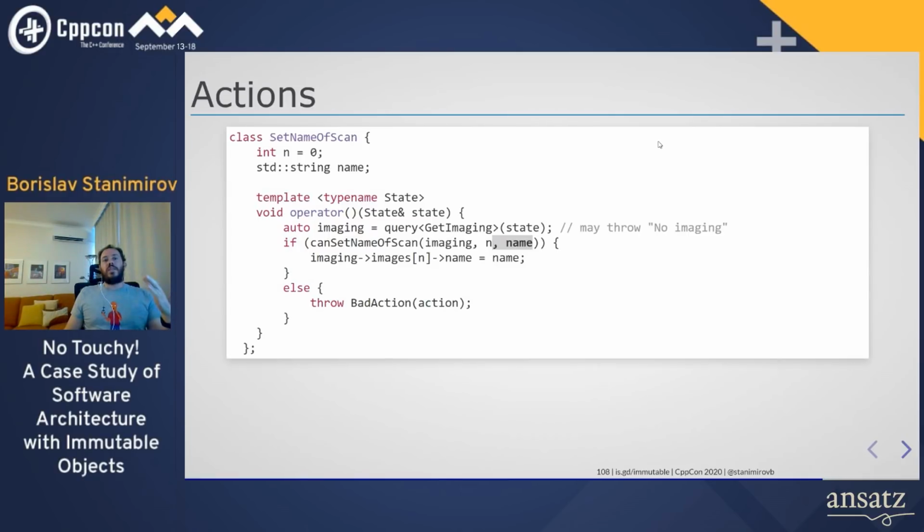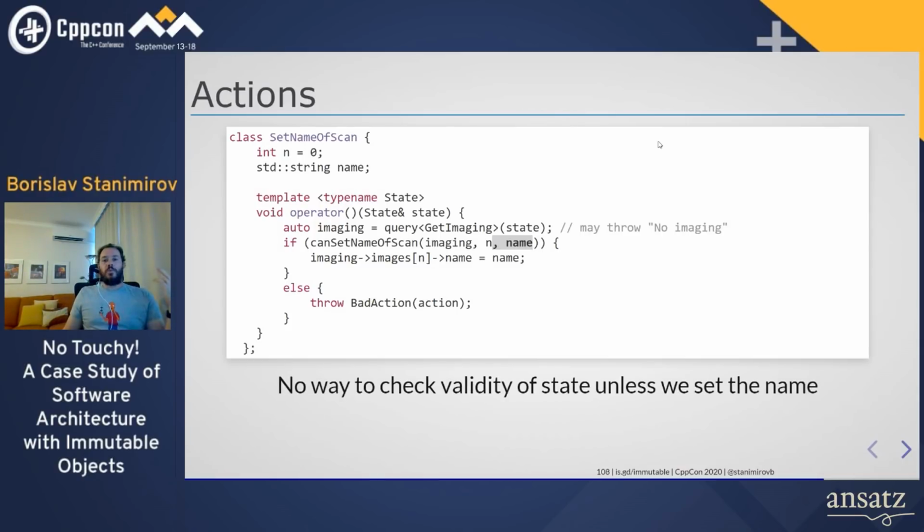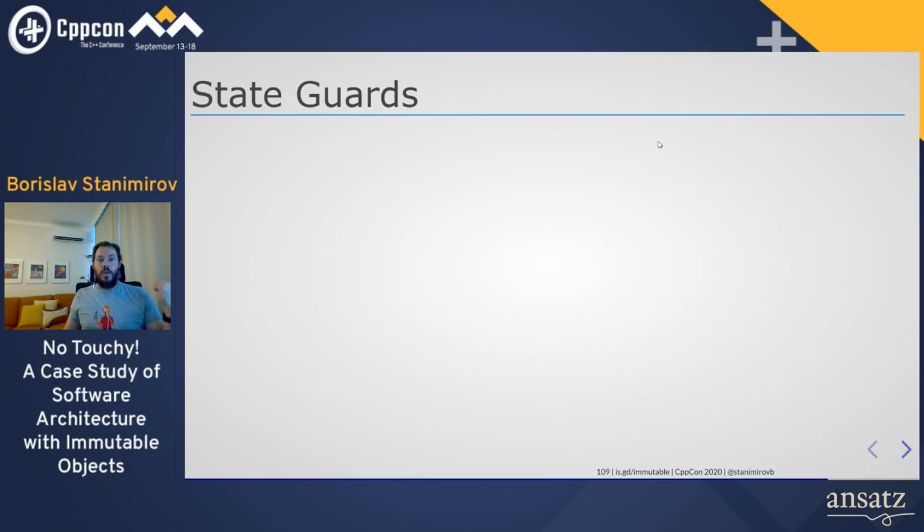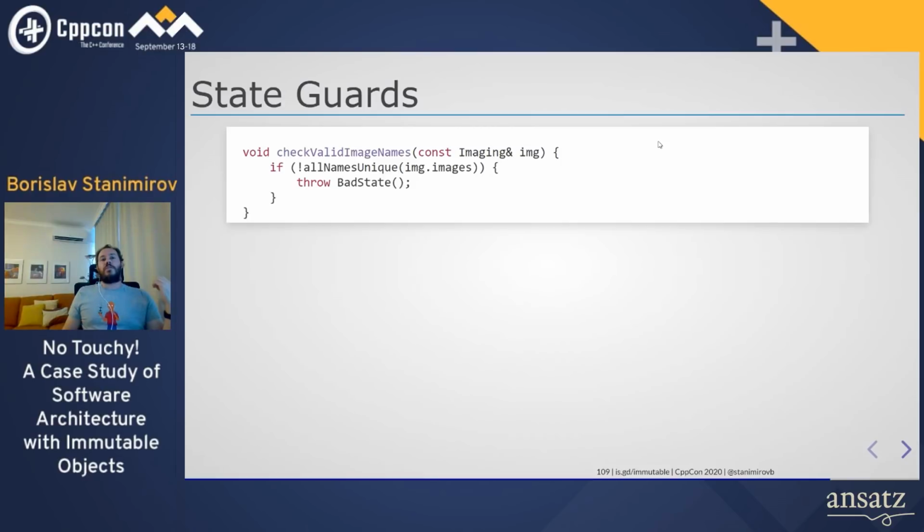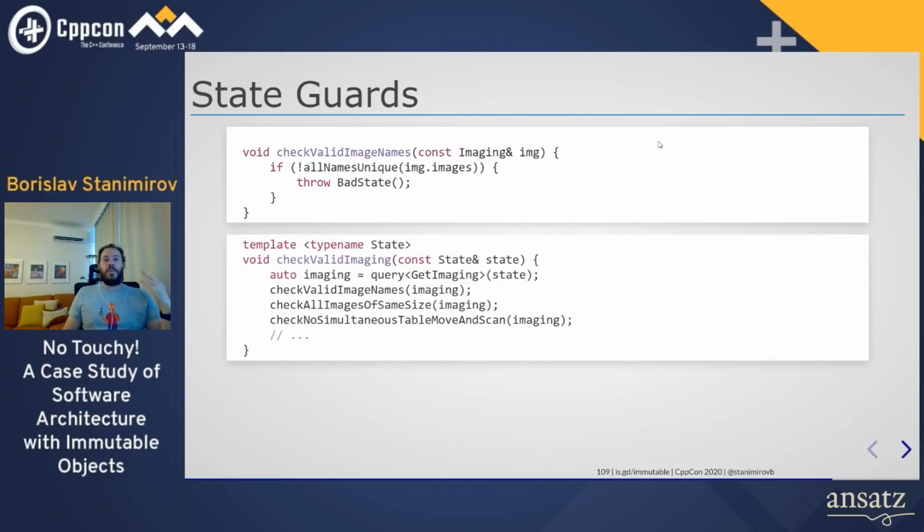We could set a can-set-name function, which takes the name and returns false if it's a duplicate name. But the problem with this is that there is no way to check the validity of the state unless we call this function. So if we have the set entire state function, we won't be able to check if all the names are valid. So what we do here is we have state guards. A state guard is basically a function which checks if something is valid inside of the state and throws an exception if it isn't.